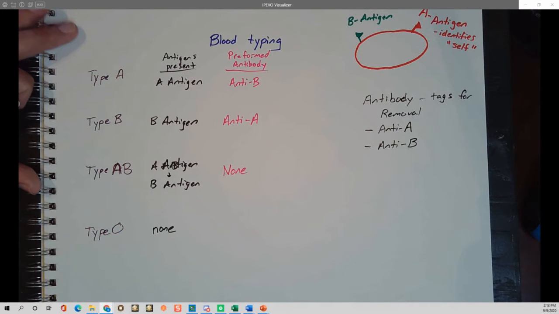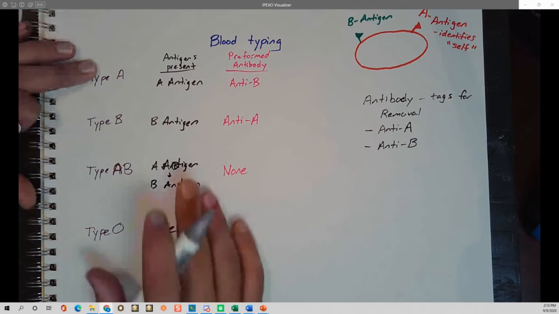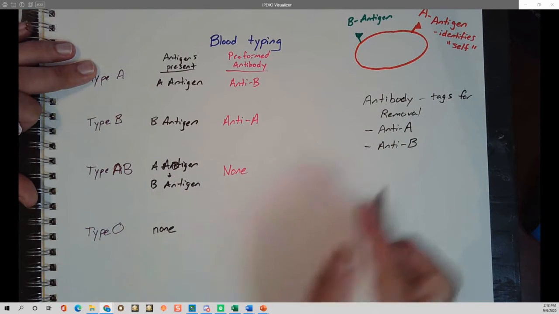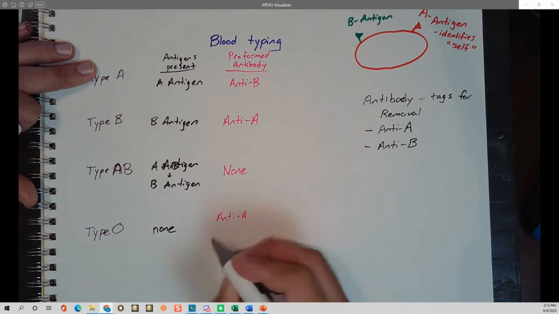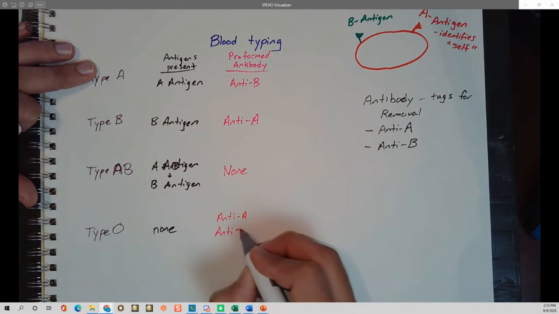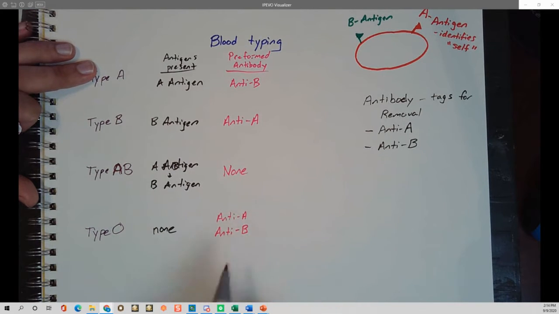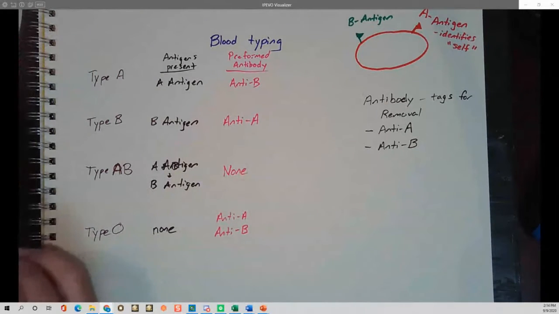Versus if you're a type O blood, you don't have the A antigen, you don't have the B antigen, therefore you would have both an anti-A and an anti-B. You would end up with both of those preformed antibodies to fight against A antigens or B antigens that got into your bloodstream.